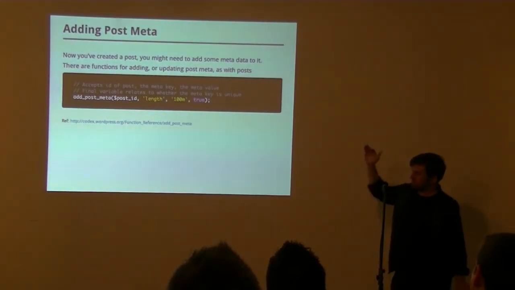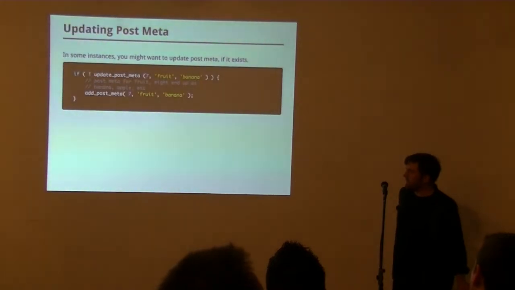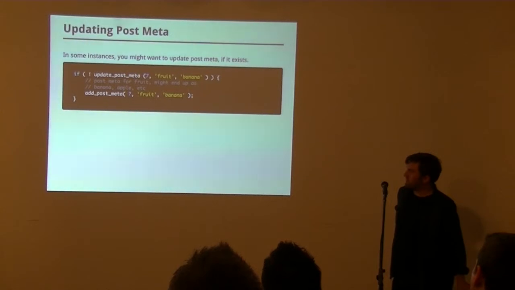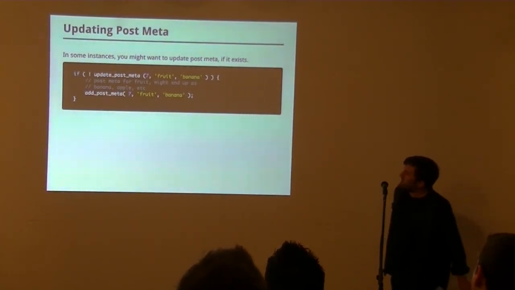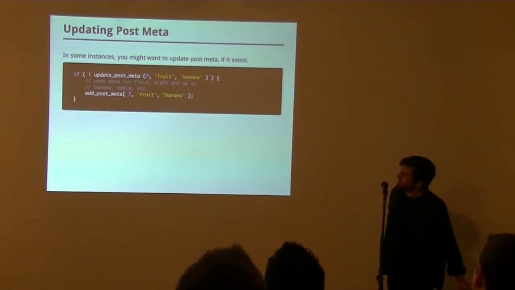You can do this as many times as you want. Like the previous example, you might want to update as well. So in this example, this would update the fruit. If fruit exists, it will add banana to it, otherwise it will add the banana.